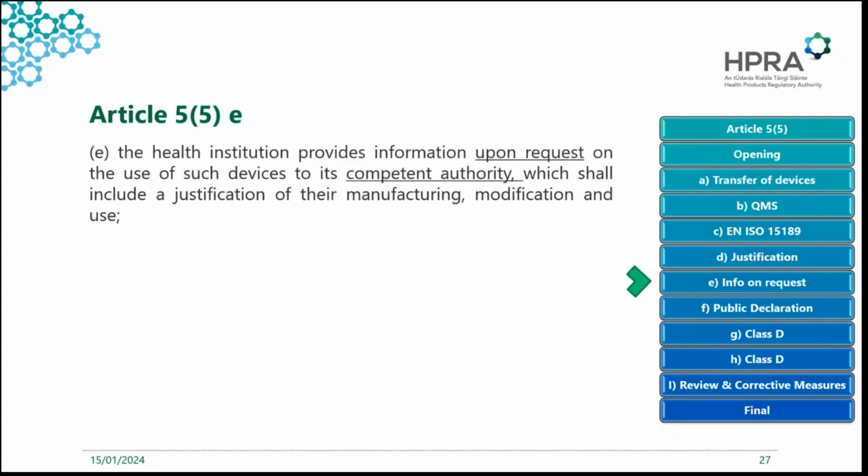The next point talks about information that's provided upon request on the use of such devices to the competent authority, so that's the HPRA, which shall include a justification for the manufacturing, modification, and use. So there are a few key points here. The first is upon request. There are two main ways that the HPRA will request information.